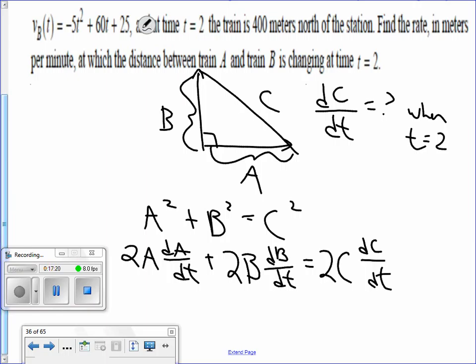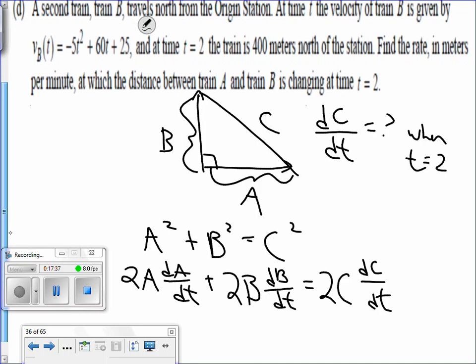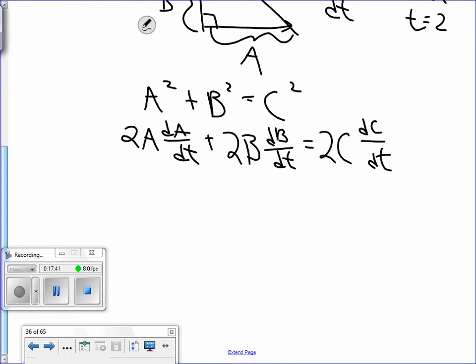Okay, now we're looking for dC/dt at the moment when t is 2. So we have to fill in everything else. Do we know what A is at time 2? Was that given to us? Okay. So when t equals 2, because this is the plug and chug time, A equals 300.